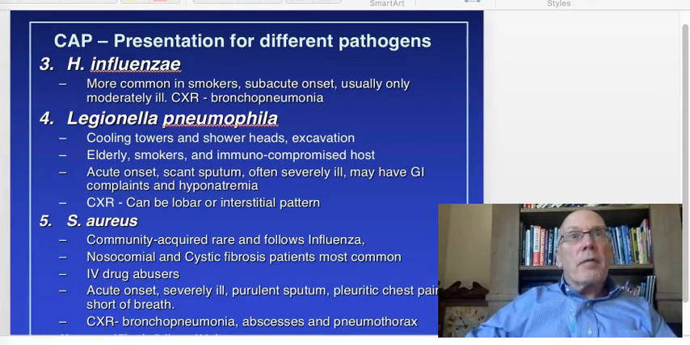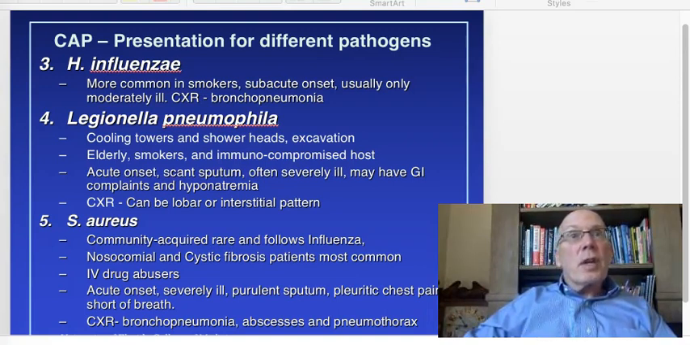Three, Haemophilus influenzae, more common in smokers. It's subacute in onset. Patients are usually only moderately ill, and chest X-ray demonstrates a bronchopneumonia. Four, Legionella pneumophila. The epidemiology of this disease is unique.